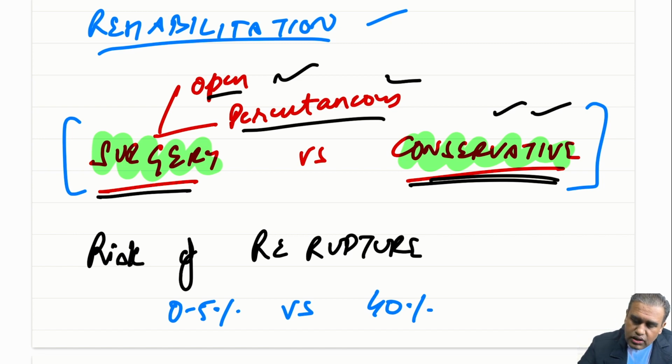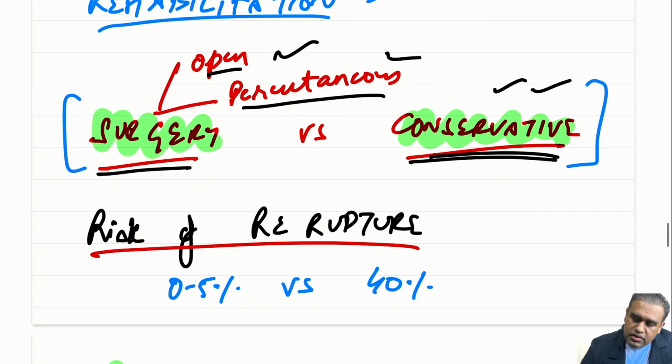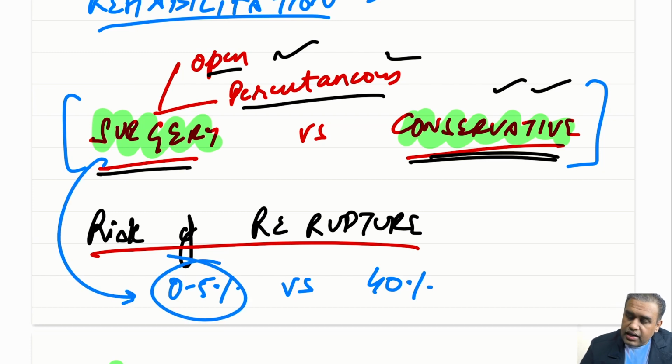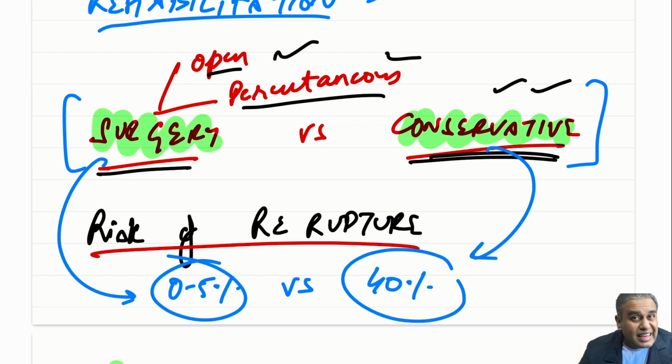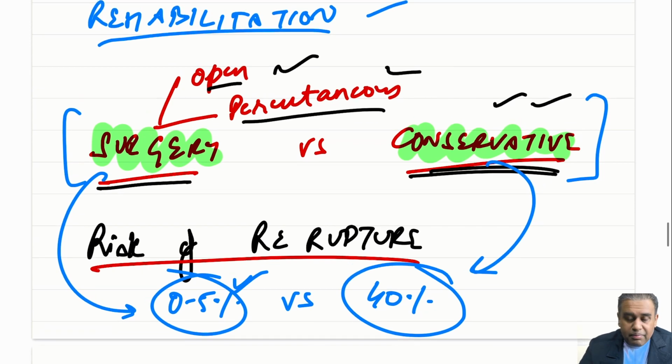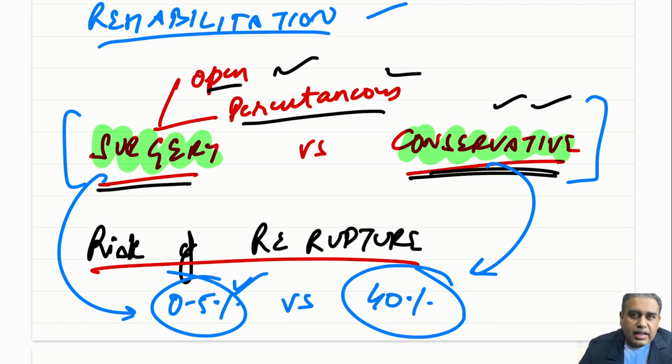Well, the studies have told us that there is a risk of re-rupture. Meaning, if a patient goes with the surgery, there is a risk of re-rupture of only 0 to 5%. But in the case of conservative management, there is a risk of re-rupture of 40%. So obviously, if people are active, even slightly active, they normally go with surgical treatment, because the risk of re-rupture is very low. So remember, that was the whole management and the whole anatomical part of the Achilles tendon.